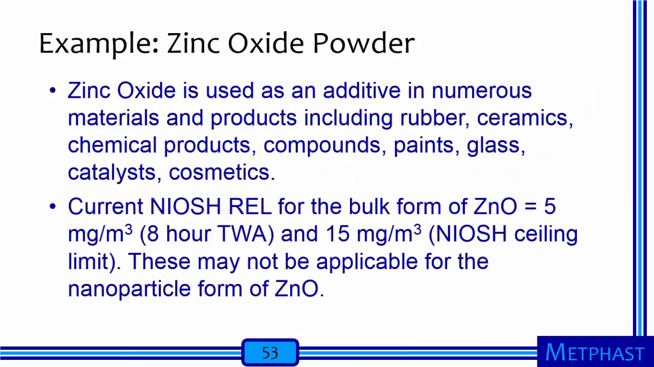Let us try and apply the Tier 1 approach using an example compound, zinc oxide nanoparticles. Zinc oxide is used as an additive in numerous materials and products, including rubber, ceramics, chemical products, compounds, paints, glass, catalysts, and cosmetics. The current NIOSH REL for the bulk form of zinc oxide is 5 mg per cubic meter as an 8-hour TWA, and 15 mg per cubic meter as the NIOSH ceiling limit. These may not be applicable for the nanoparticle form of zinc oxide.